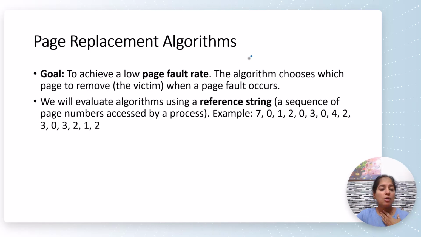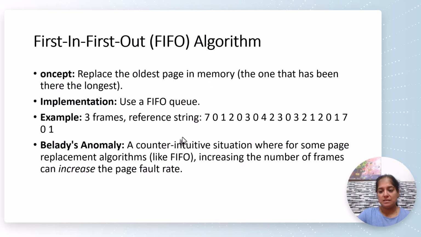So let's talk about the page replacement algorithm. The ultimate goal of a page replacement algorithm is to minimize page faults. The algorithm chooses which page to remove, the victim, when a page fault occurs. Let's say we have this reference string 7 0 1 2 0 3 0 4 0 in this one. These are the pages which we need to access.